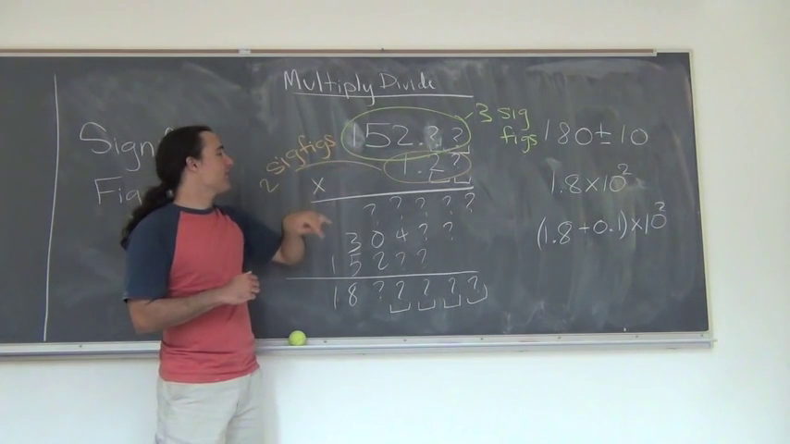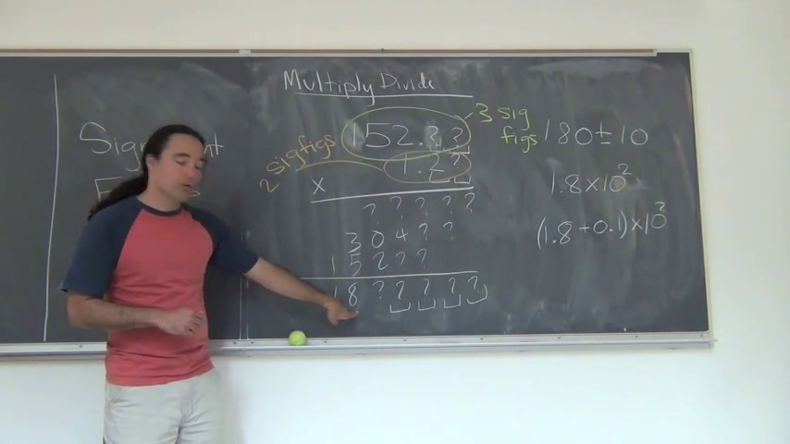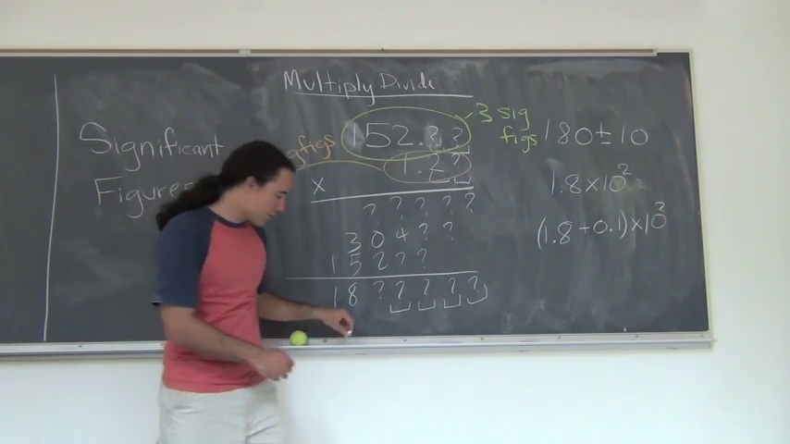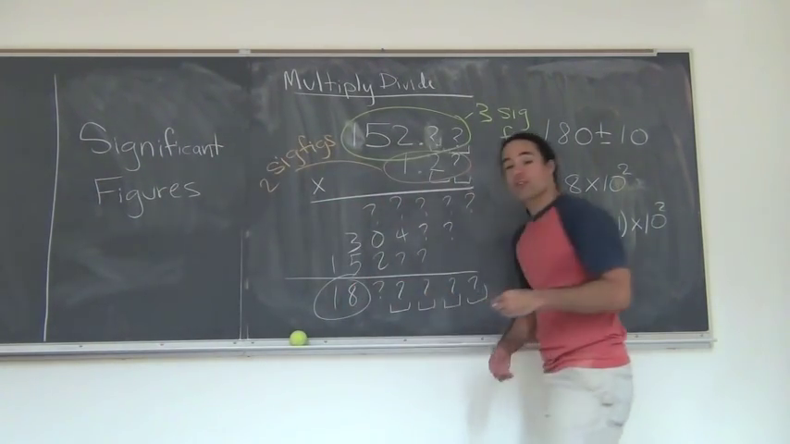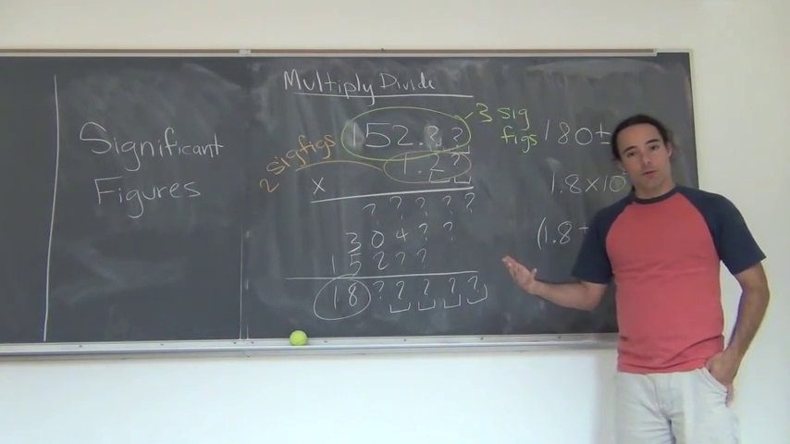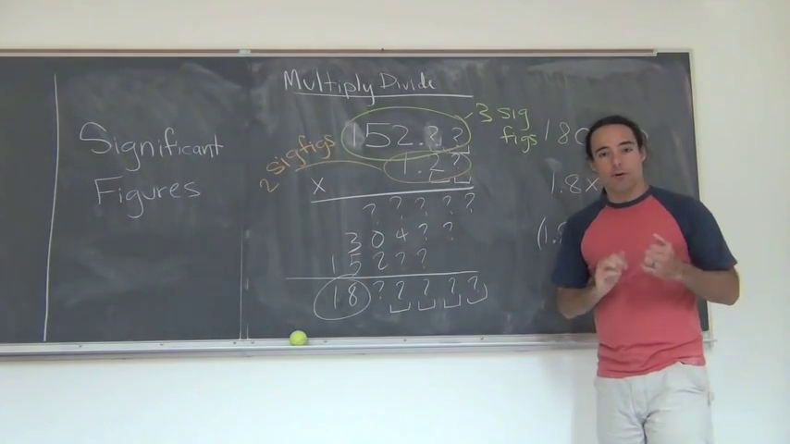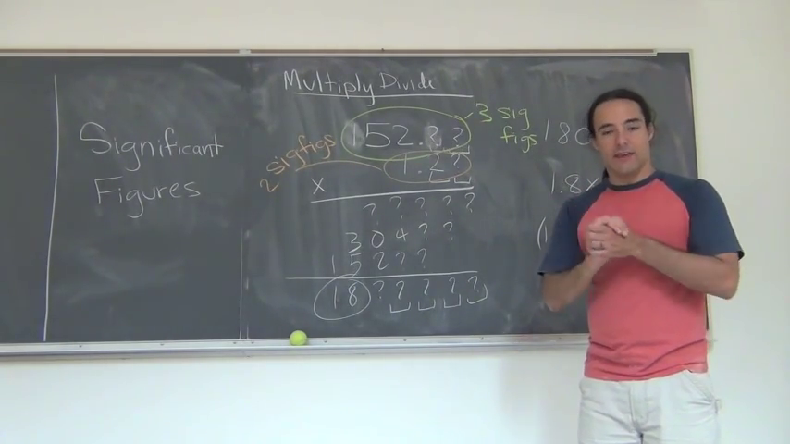I use the least number of significant figures in my answer. So I have 3 significant figures here, 2 significant figures here. My answer should have 2 significant figures. And it turns out that's exactly what it has. So we could just multiply these two numbers in a calculator, provided I just pay attention to the number of significant figures that went into the calculation.